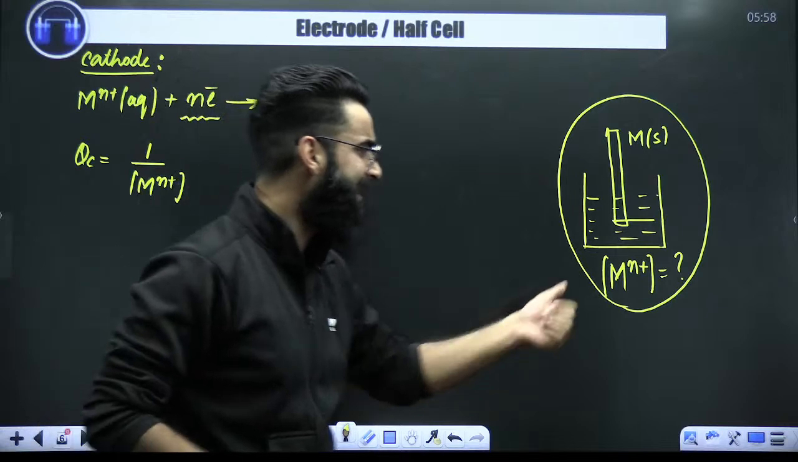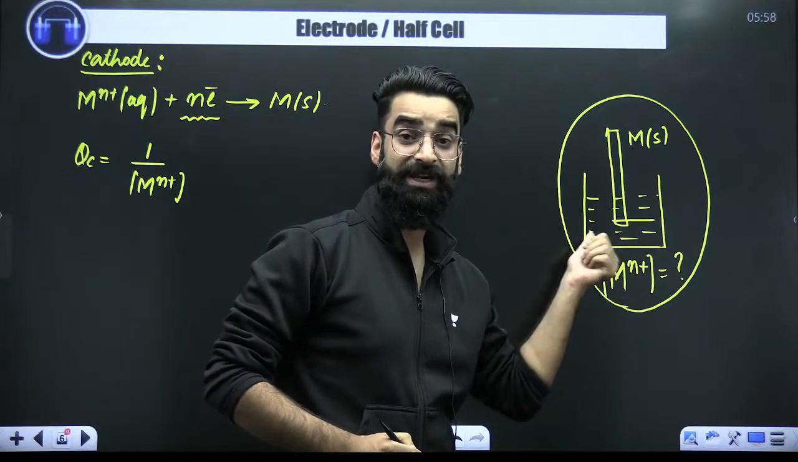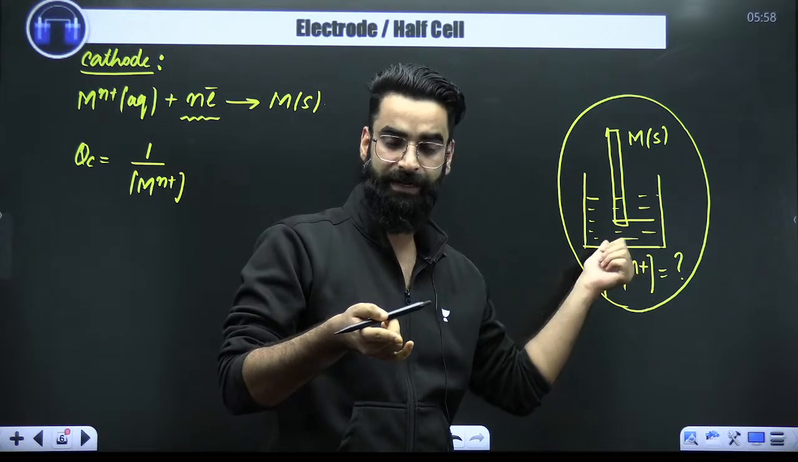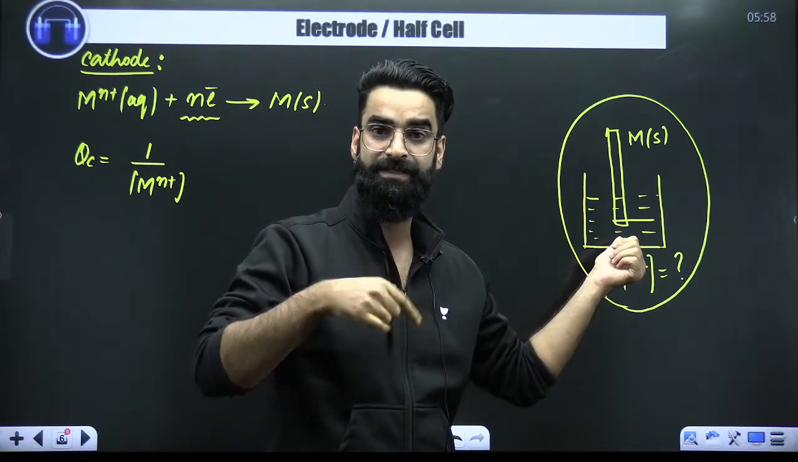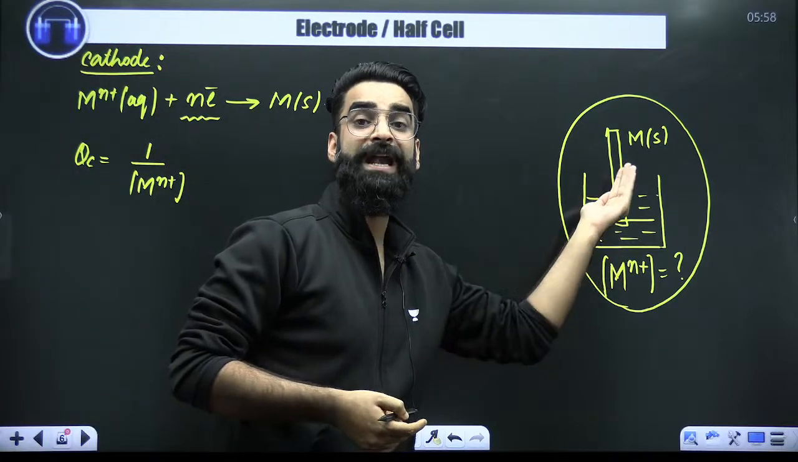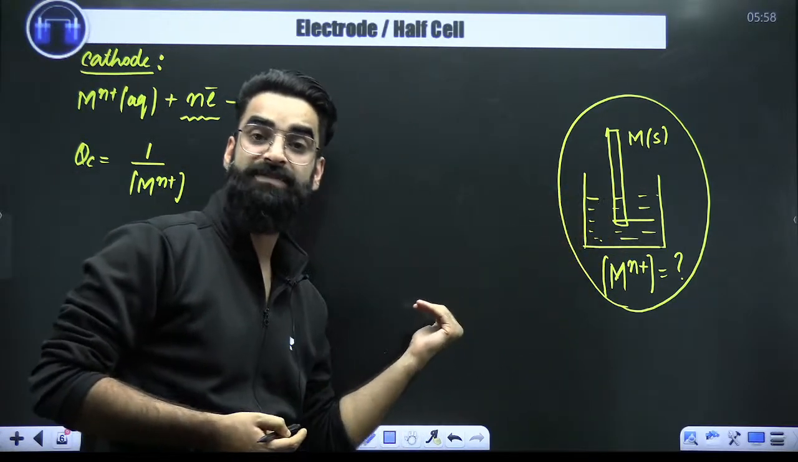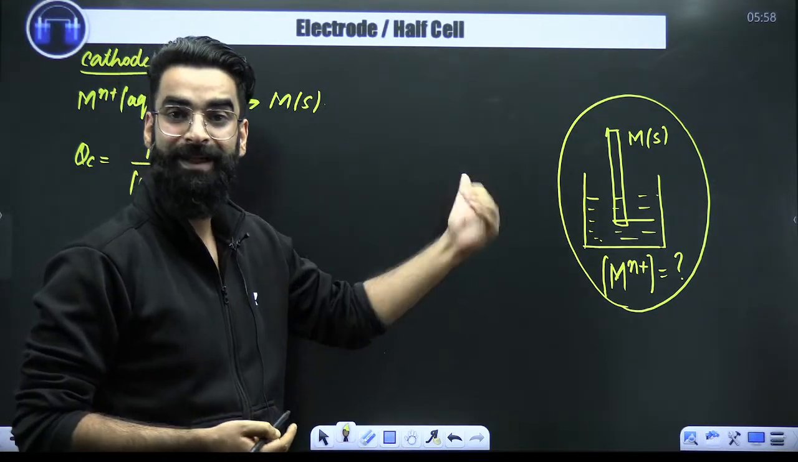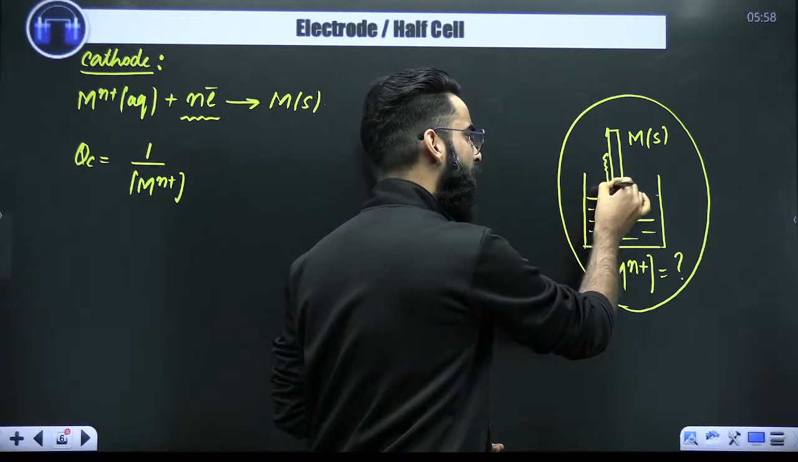See, basically initially in the container, there were equal numbers of cations and anions. Now, the cation in the container is colliding with the rod. It is taking electrons from the rod, getting converted into what? Getting converted into M solid. And that M solid will be deposited on the rod.